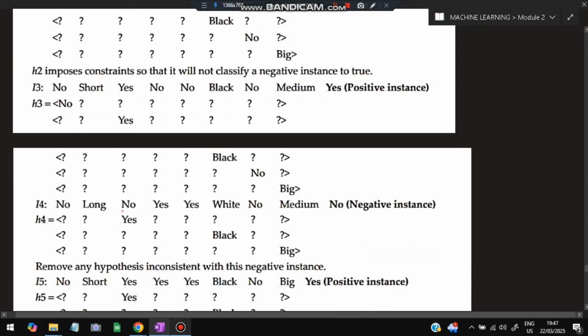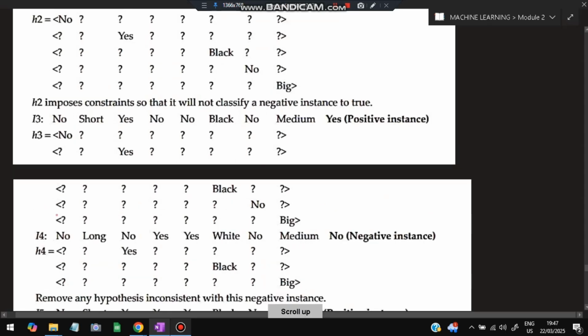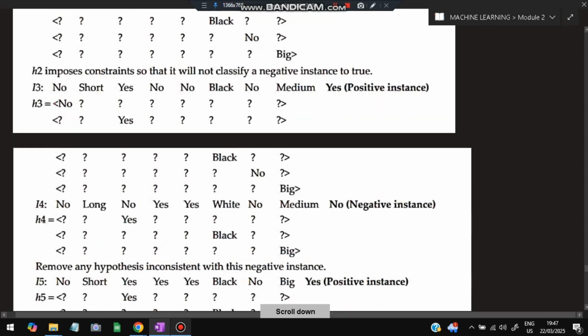Now I4 is a no. No means we'll have to compare this and the previous hypothesis. Now the previous hypothesis is this one. Now no is here and no is here. Both are same, so if both are same, you have to ignore it. Why? Because if no is an elephant, no is not an elephant, so no became doubtful. So this row we have to remove.